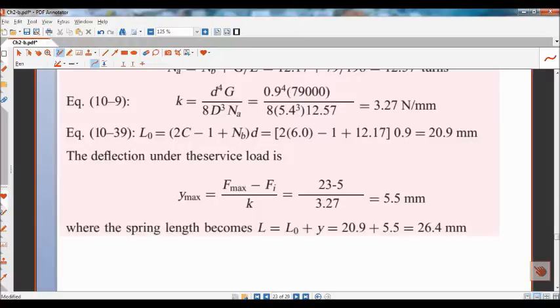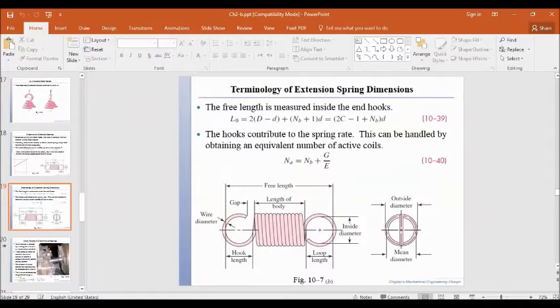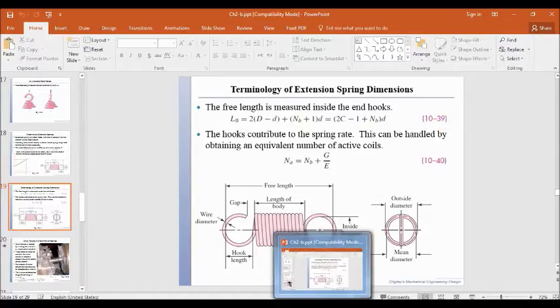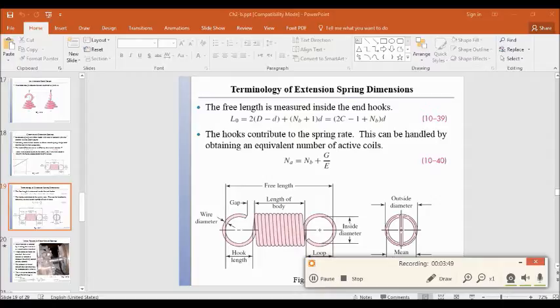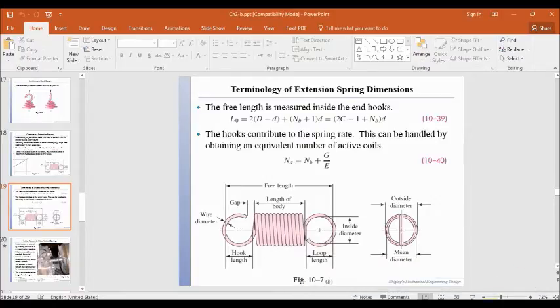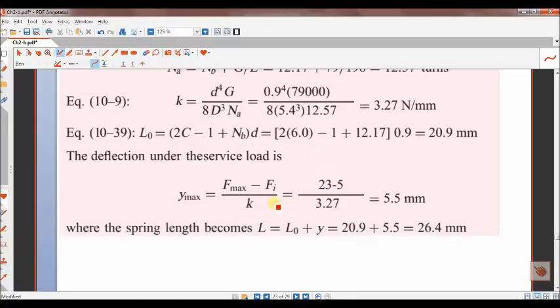The next parameter is free length, and it can be found by using equation 10.39. So we have to substitute C and B and wire diameter to find the free length of the extension spring, which is equal to 20.9 millimeter.